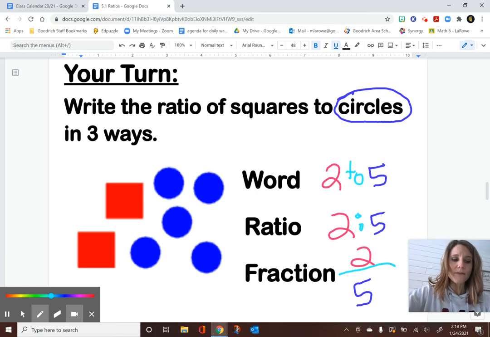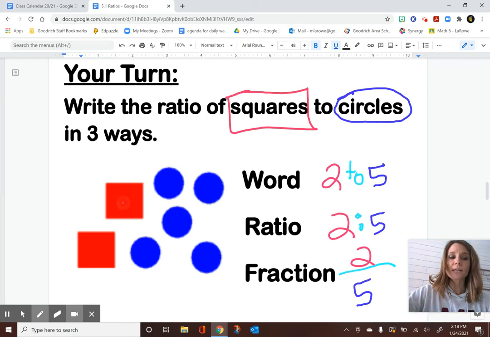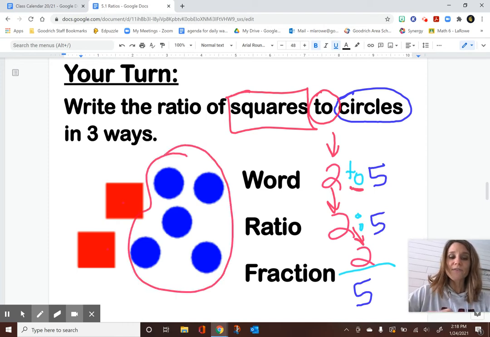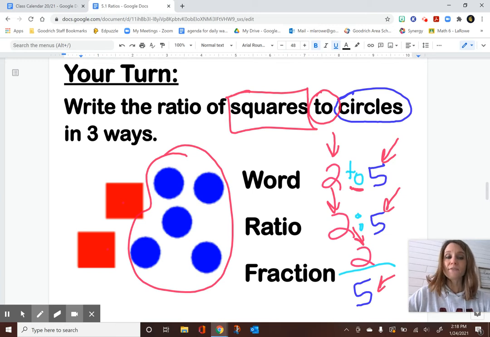We see that we have our square count, and since we want squares first, we would count the squares, and I see that there's 2. So in our ratio, did you write 2? And then we want to compare it to, so we need all of our symbols: the word TO, the ratio colon, and the fraction bar. And lastly, the circle value, which if we count over here, there's 5 circles on our screen. So we would need a 5 for each of these other values. And they all say 2 to 5. The number of squares to circles is 2 to 5.